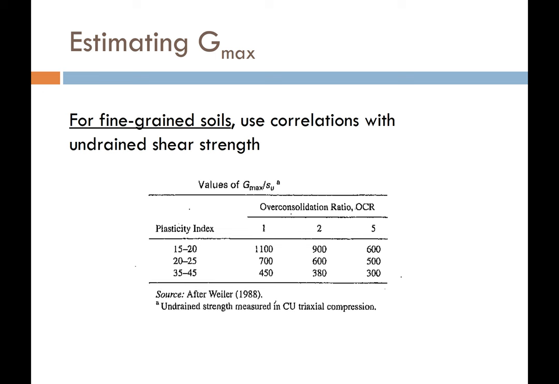Now, if you have fine-grained soils, then we're going to use correlations that are based on the undrained shear strength. That's S sub U, or sometimes it's also C sub U, just depending on the terminology that you're using. So these are ratios of maximum shear modulus divided by undrained shear strength, and it's a function of the OCR of the soil and the plasticity index of the soil. You should interpolate between these tabulated values, and they'll give you a good estimate of this ratio. Once you get this ratio, multiply it by the undrained shear strength, using consistent units, of course, between the undrained shear strength and the shear modulus.